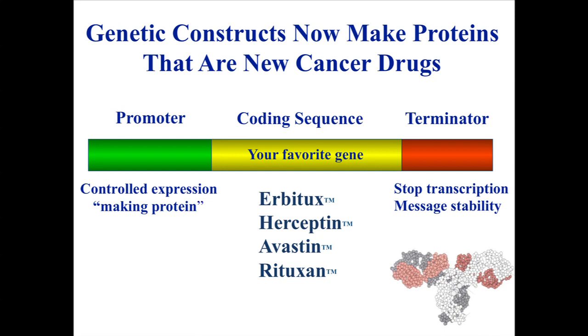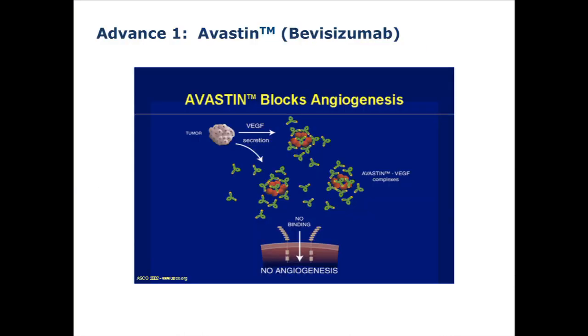And here's just a list of 4: Erbitux, Herceptin, Avastin, and Rituxan that have been effective antibody-based drugs that have been made in this way. These then would be injectable drugs that would have a longer half-life than small molecule drugs, typically. Here's an example of Avastin, how it could block angiogenesis by having the antibodies react specifically with VEGF, and therefore not allowing VEGF to bind to cancer cells, stimulating angiogenesis. So by blocking VEGF secretion, you suppress angiogenesis and therefore limit tumor growth. And this has been a very effective drug for treating certain types of cancers.